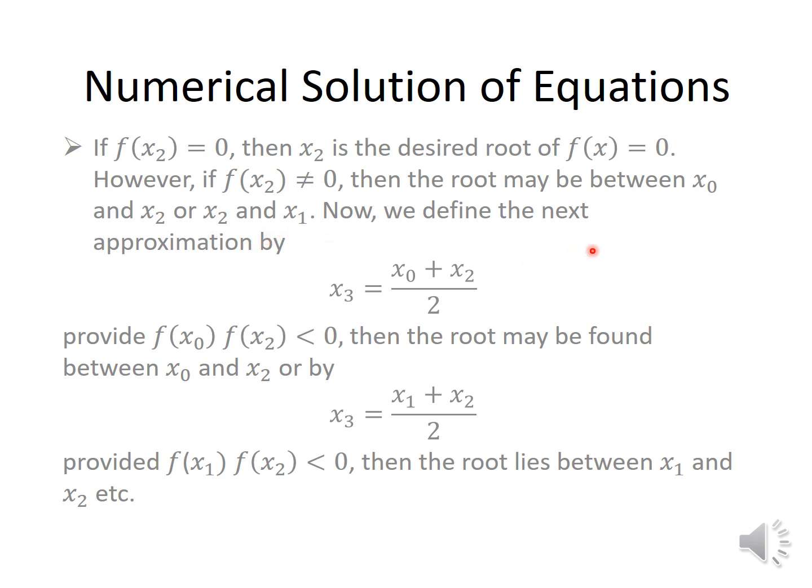Now we define the next approximation by x3 equal to (x0 plus x2) divided by 2, where f(x0) multiplied by f(x2) is a negative value, and maybe the root is between x0 and x2. Otherwise, our x3 will be (x1 plus x2) divided by 2, where f(x1) multiplied by f(x2) is a negative value.